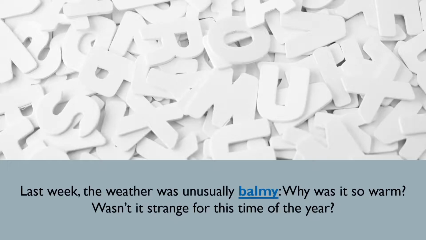For example, last week the weather was unusually balmy. Why was it so warm? Wasn't it strange for this time of the year? So from the context, we can figure out that balmy means that it's warm, that the weather is warm and perhaps nice and warm or warmer than usual for that time of the year. You can also, from the context, work out the part of speech. So balmy is describing the weather, which means it must be an adjective.